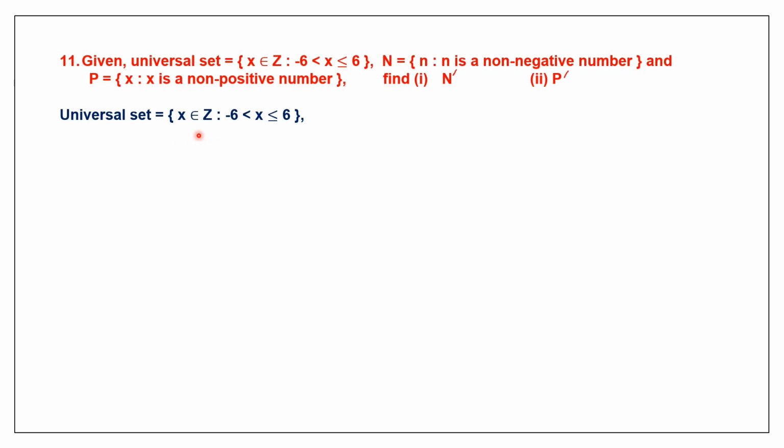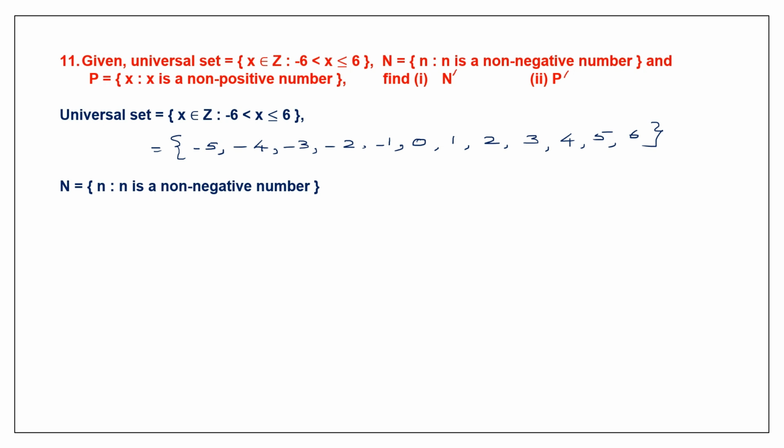Now the universal set is given to us: x belongs to integers and x is greater than minus 6. That means we're going to write all negative numbers that are greater than minus 6 and stop at the positive number 6. So let's write that down. All the elements greater than minus 6 will be minus 5, minus 4, minus 3, minus 2, minus 1, 0. Now we write up to 6: 1, 2, 3, 4, 5 and 6. Now this is the universal set and all our other sets come under this. They all belong to the universal set.